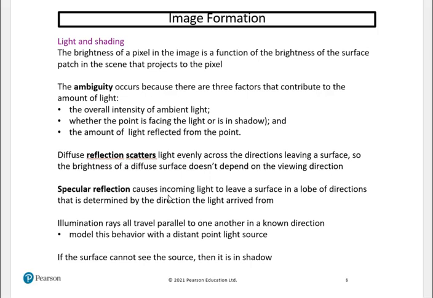Now, another type of reflection is called specular reflection. In this case, incoming light leaves the surface in a bunch of directions that is determined by the direction the light is coming from. So it's not uniform across all directions. It's more focused in specific directions based on where the light is coming from. In this case, the spread of directions is very narrow, which is why you can resolve different objects in mirrors.